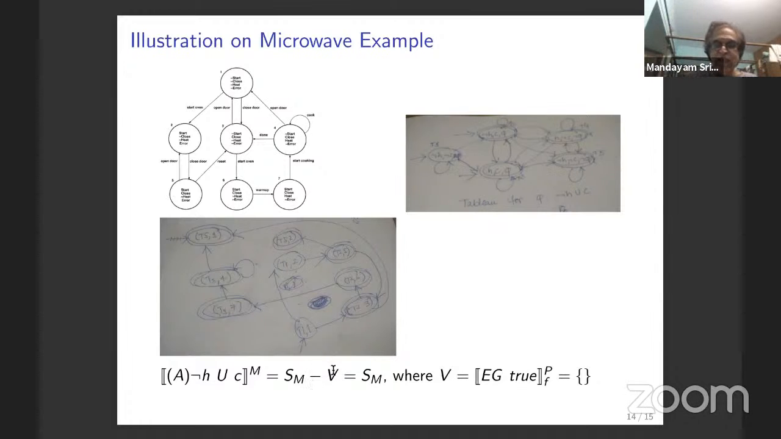So if you were to check the negation of this, you would take the negation, which becomes not H until C. Then you would do the fairness check from T1 as the initial state, and you will see that V will include all the states of M. When you subtract it, the set of states that violate it is empty. So that's how you compute.